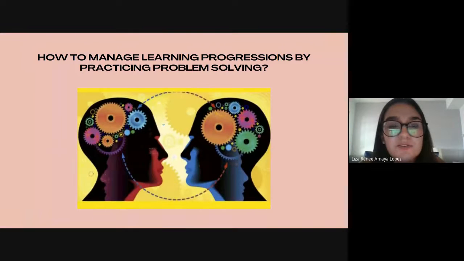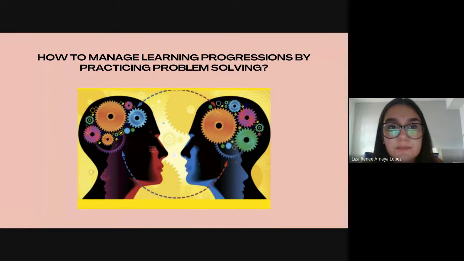Now, how do we manage learning progression by practicing problem solving? Well, this is by optimizing the organization of the time that remains, proposing problem situations that favor the expected learning, and that take the students where they are and take them a little further.